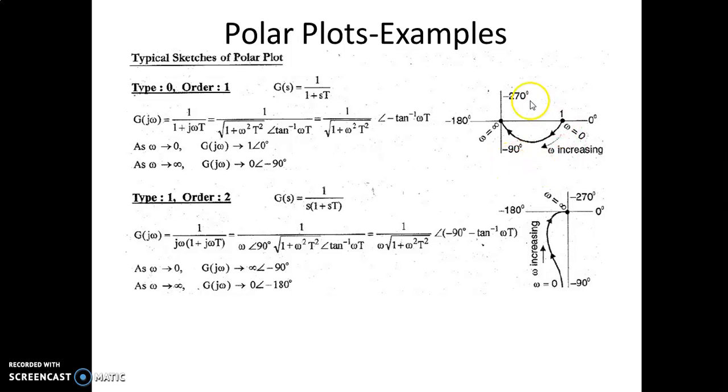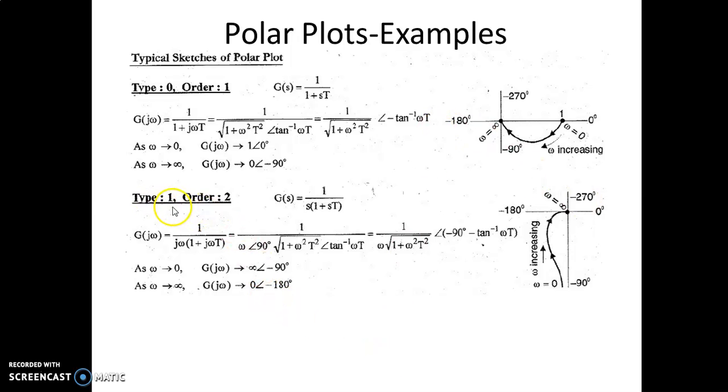In the last class also we have taken one example. This is the simple way. Even for 1 or 2 marks, we can directly find out either way: from the transfer function we can draw the polar plot, or from the graph we can find the transfer function.